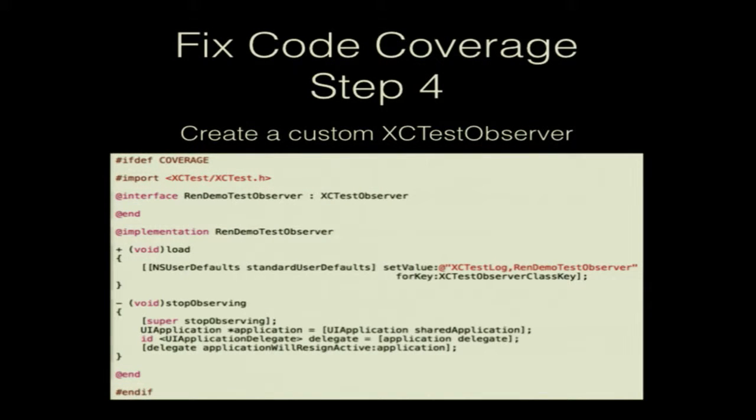And inside the load method, we set the user defaults for the key XCTestObserverClass key to the string XCTestLog, comma, in this case, ren demo test observer, which is our custom observer. XCTestLog is Apple's observer that generates all those test results in your console when you run them. If you get rid of that, you won't see that output anymore. It's kind of inconvenient. Right?